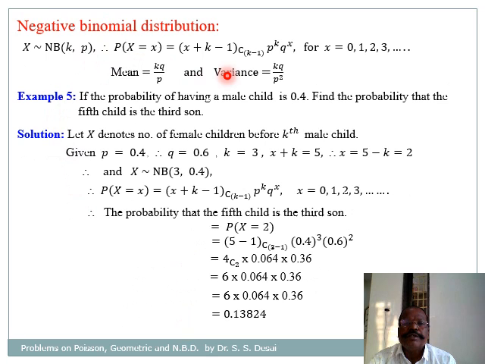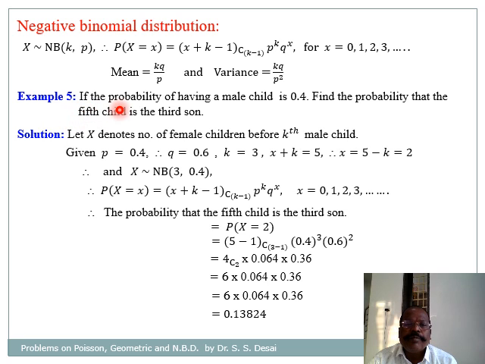Now consider the examples based on the negative binomial distribution. So this one is the PMF of the negative binomial distribution with parameters k and p. The mean is k into q divided by p, and the variance is k into q divided by p squared. Here also the mean is less than the variance. In other words, the variance is greater than the mean.